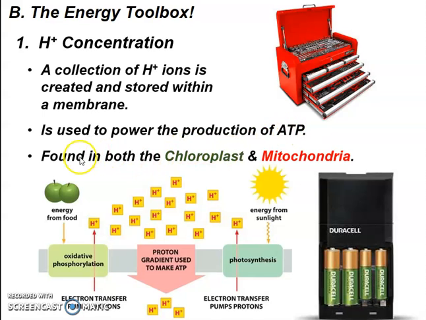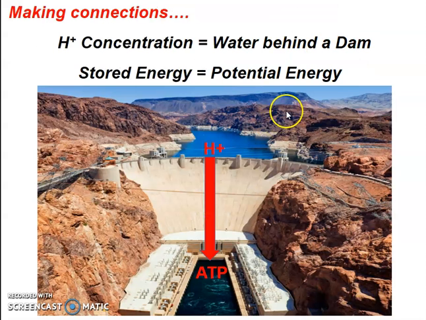So this is going to be found in both the chloroplast, which is where photosynthesis occurs, and the mitochondria, where cellular respiration occurs. In both of these organelles, we're going to create a hydrogen ion concentration, like you see here, that is then used in either photosynthesis or cell respiration in a process with a fancy term called oxidative phosphorylation, to eventually create more ATP. So both processes need a hydrogen ion concentration.